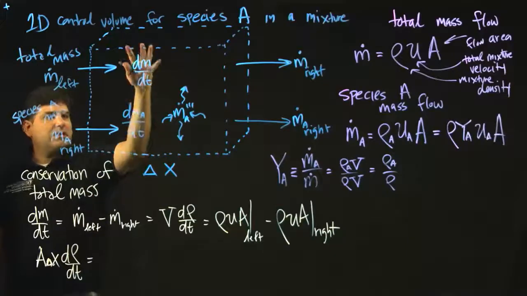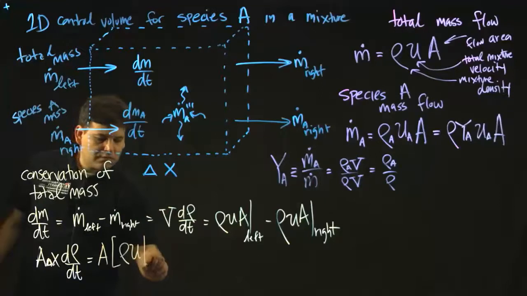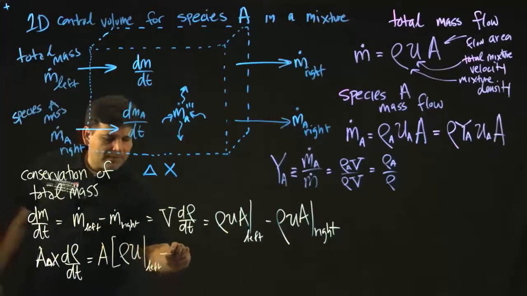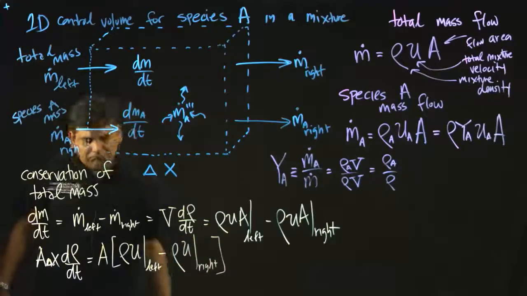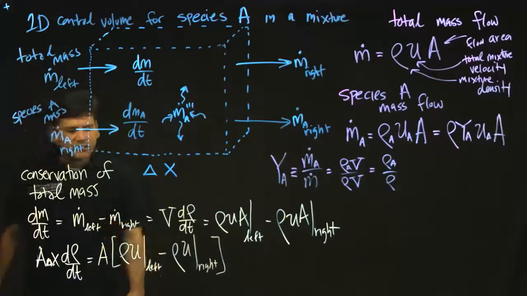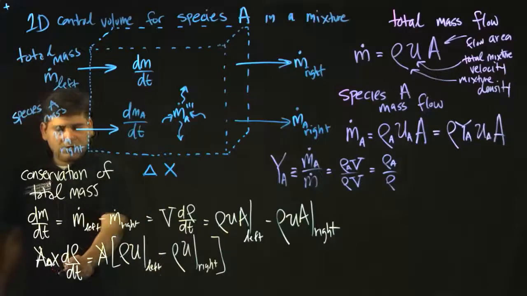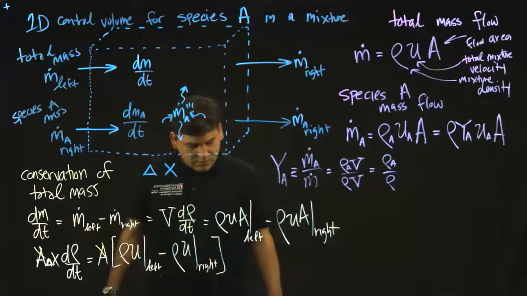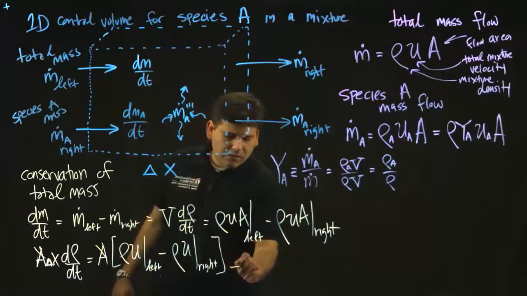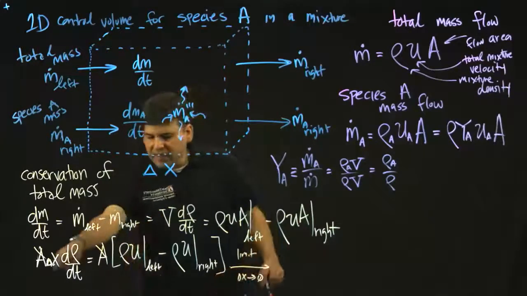This delta x times the area across here equals A times the rho u from the left minus this rho u to the right. Okay, so this area cancels out, and if we take this delta x over here, in the limit as delta x goes to 0, we're going to put the x over here.